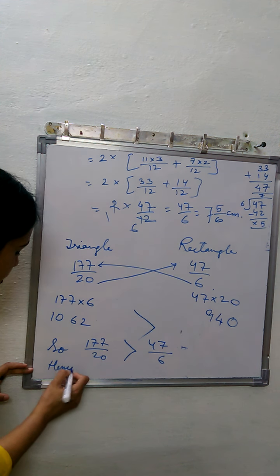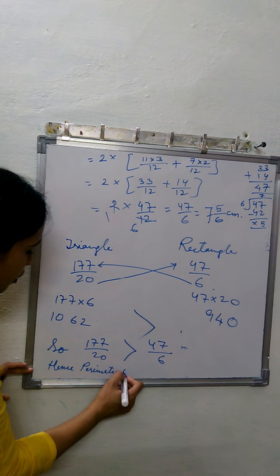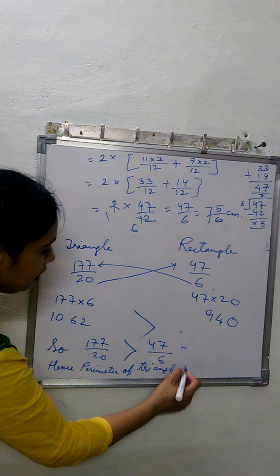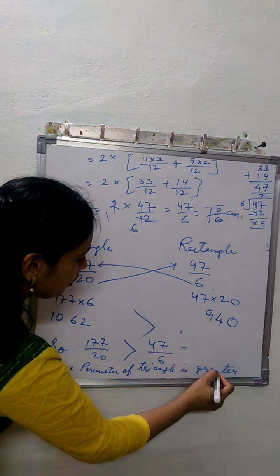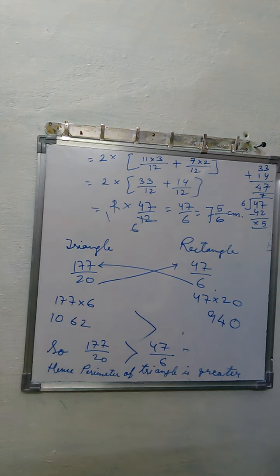Hence, the perimeter of the triangle is greater. This completes question number 5.